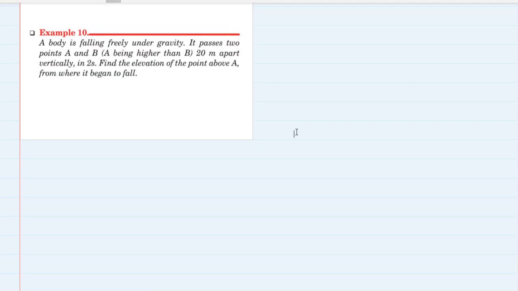A body is falling freely under gravity. It passes 2 points A and B, A being higher than B, 20 meter apart vertically in 2 seconds. So a body is falling down like this, and in its fall, it passes 2 points. One is A and the other is B. And the distance between A and B is 20 meter.